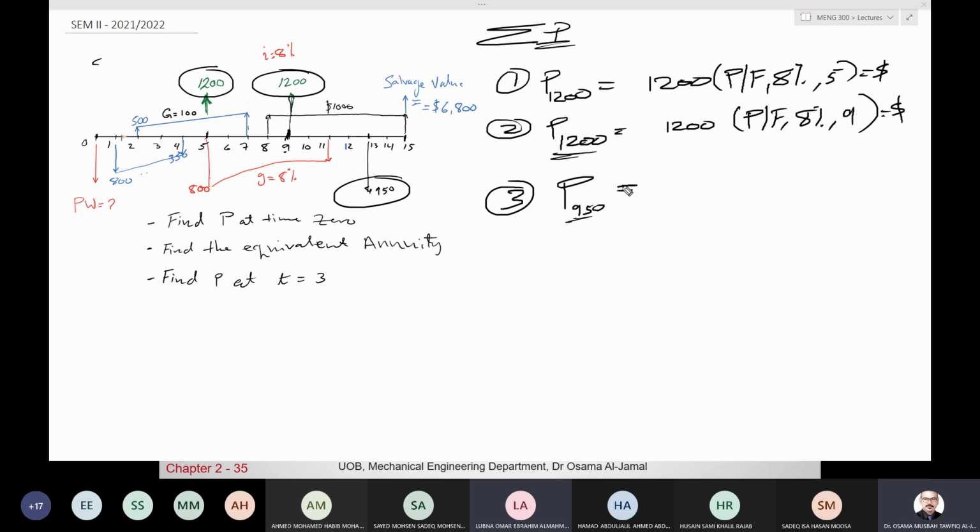Yes, that's equal to what? Minus 950. Minus, why? This is downward. P given F, 8% and 13 years. The answer here will be negative. So the first one is positive, this is positive, so the answer has to be a positive sign. The calculator will give you that in negative. No, you need to put it positive. Then still it's upward.